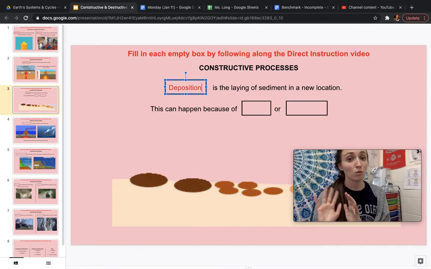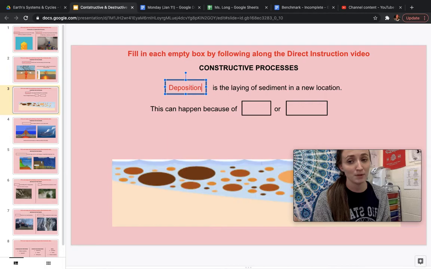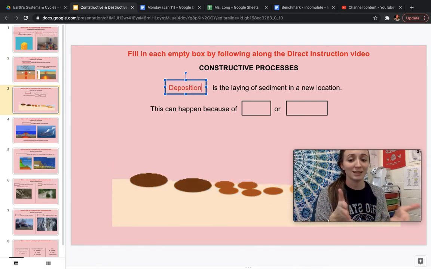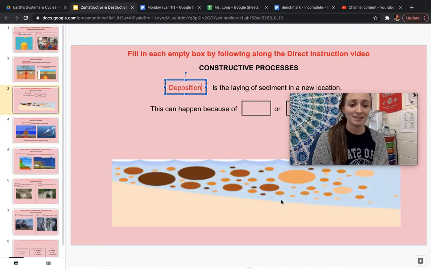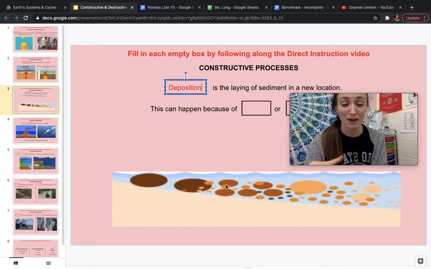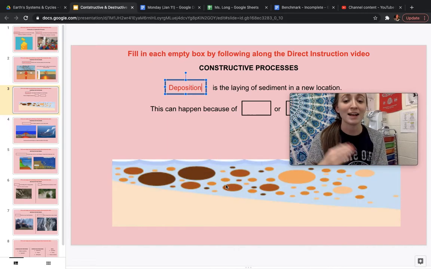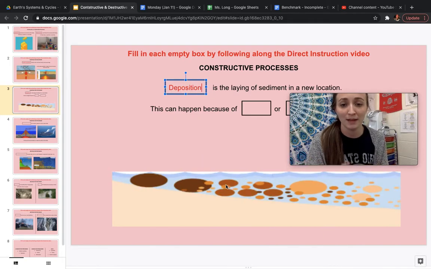So not the actual breaking off of the rock, because that's breaking down rock, so that would be destructive, but the actual laying of the sediment, like if you watch this video, see how that sediment lays down and adds on to any sediment that's already there, any piles of sand or dirt. The actual laying down is going to be constructive because you're building up that landform.